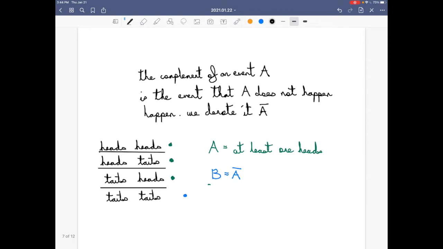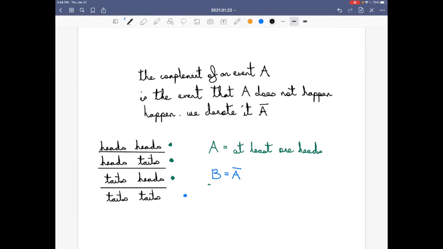All right. So the next concept we want to introduce is what we're going to call the complement of an event. So the complement of an event is just the event that it does not happen. In Boolean logic, this would be the not operator. And so we're going to denote it by putting this bar over the event.